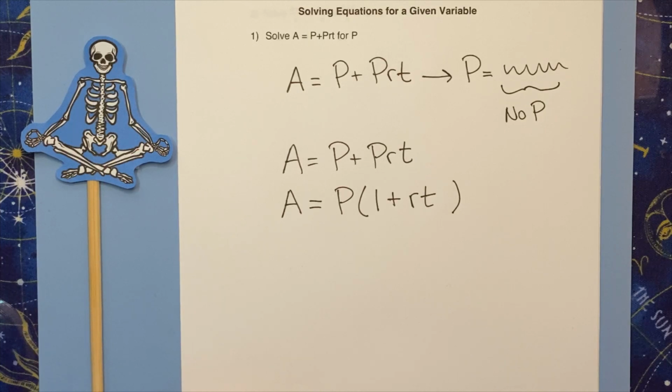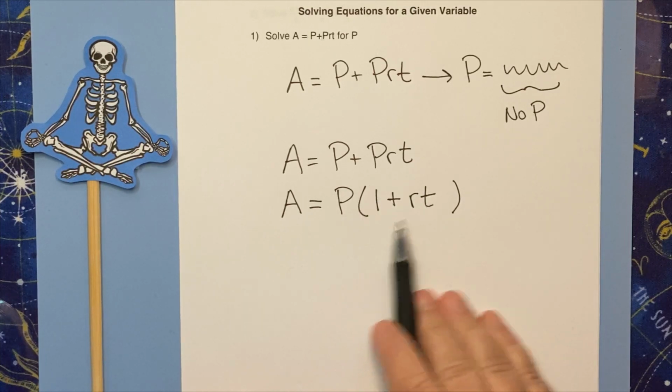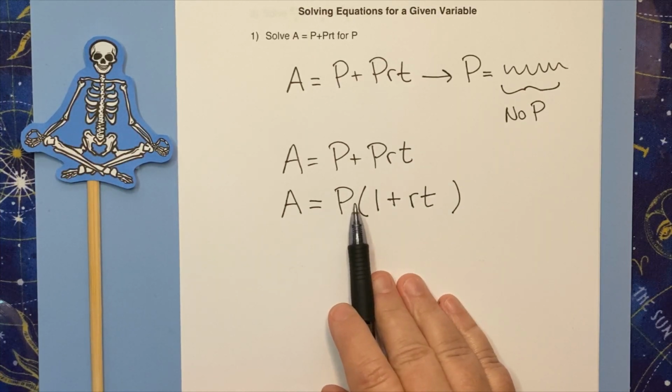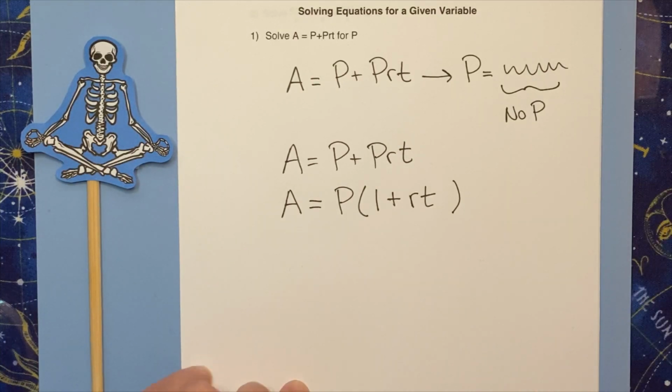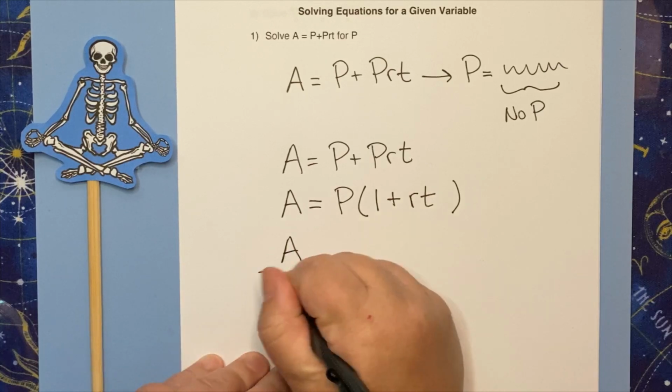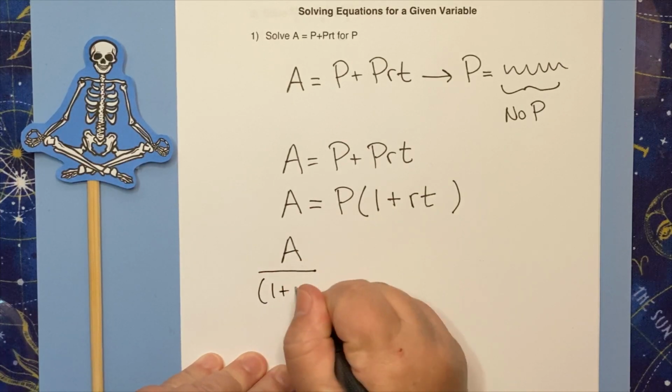So now, do you see the next step? Maybe some of you have seen this before. P and then parentheses, what's hiding in there? It's an implicit multiplication. So to get rid of it, we divide. You got it. So I'm going to divide both sides by 1 plus R T.